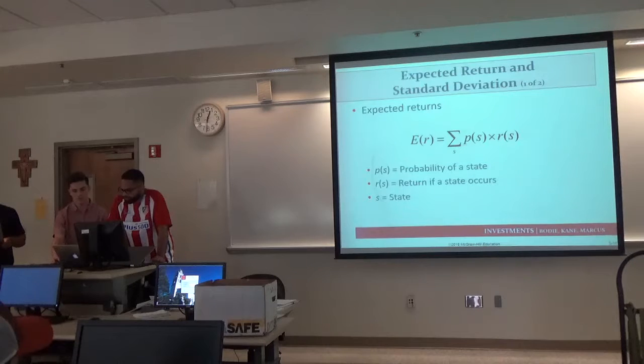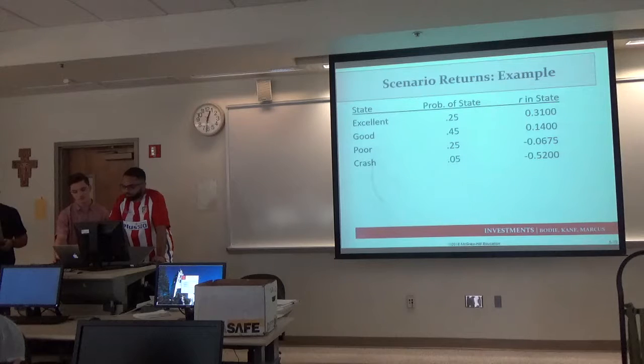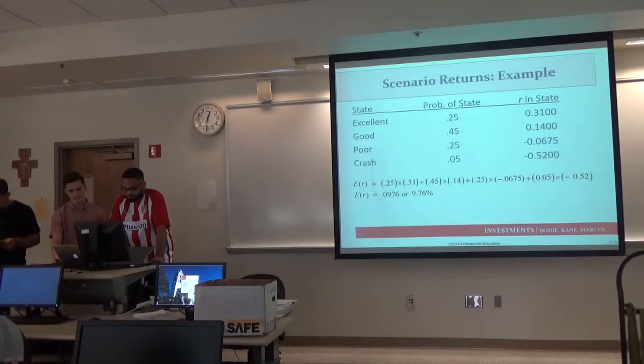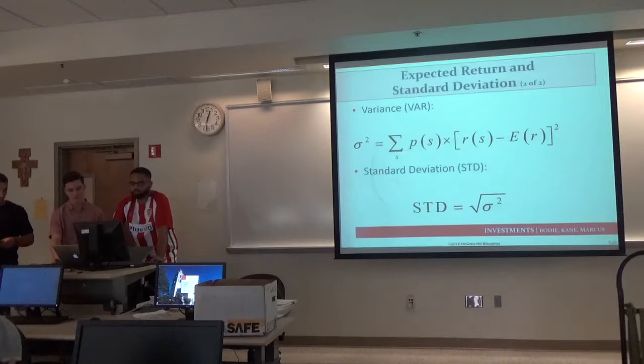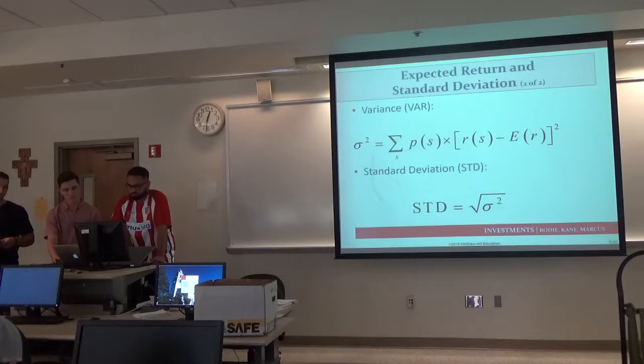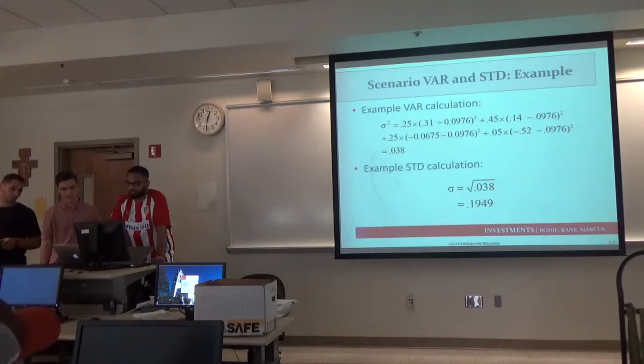This is the formula for computing the expected return, multiplying the probability of each state by the return in that state and summing. This shows the different scenarios based on the condition of the state. Here are the formulas for variance and standard deviation. And then here's an example of how to calculate the standard deviation and the variance.